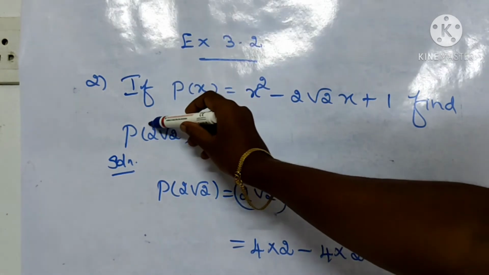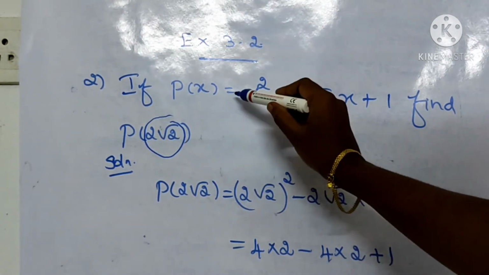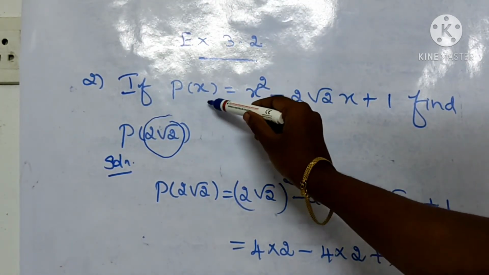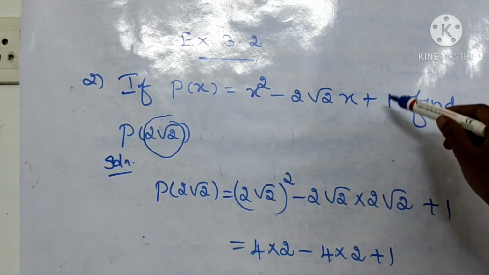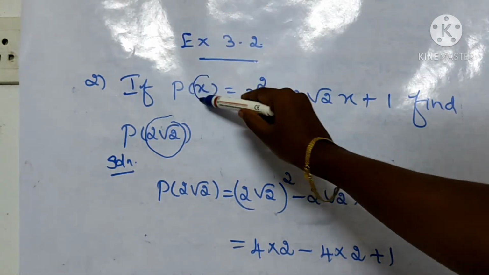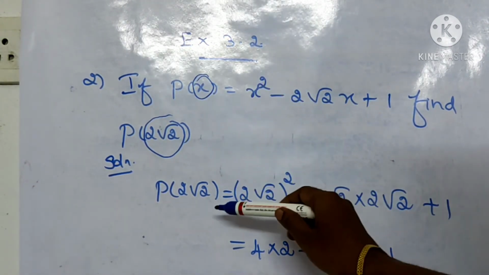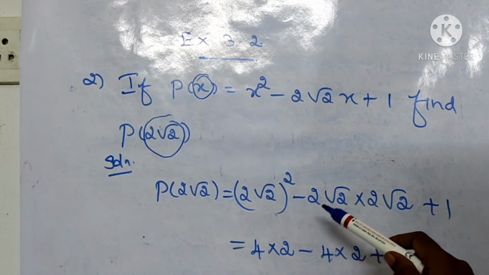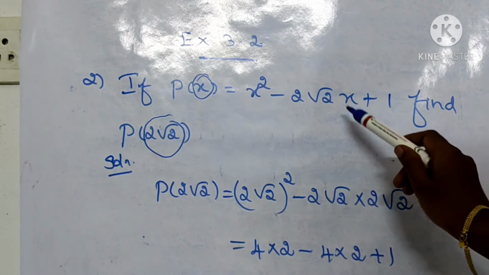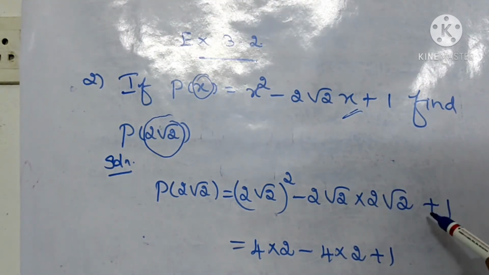So in place of x you substitute 2 root 2, okay, in the given polynomial. Given polynomial is p of x equal to x square minus 2 root 2x plus 1. So you substitute this x place 2 root 2. So we get p of 2 root 2 is equal to 2 root 2 the whole square minus 2 root 2 into this x place substitute 2 root 2, plus 1.